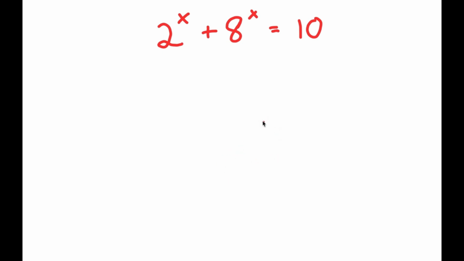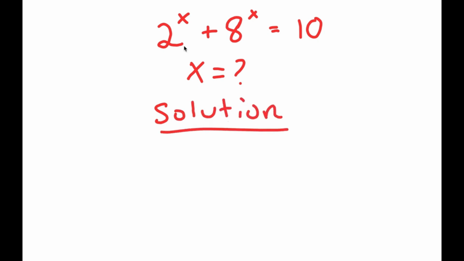Alright, so in this problem, I have 2 to the power of x plus 8 to the power of x is equal to 10. So, I want to find the value of x here. So for my solution, I get 2 to the power of x plus 8 to the power of x is equal to 10.